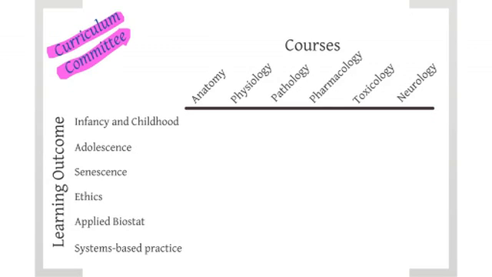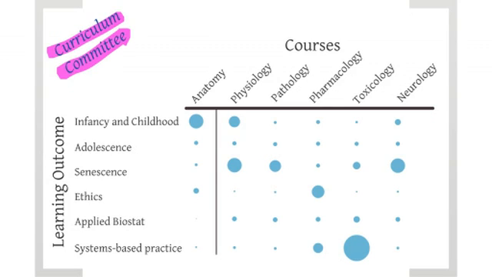Well, what you see here is a nice little matrix. You can go through and just do a quick density map. Where are we assessing, right? You can go a lot deeper, but just at a high level, what are we assessing? And maybe you come out and say, you know what, we're not doing a good job on applied biostat, right? So maybe we need to actually build more of it or assess more of it in these courses versus others.